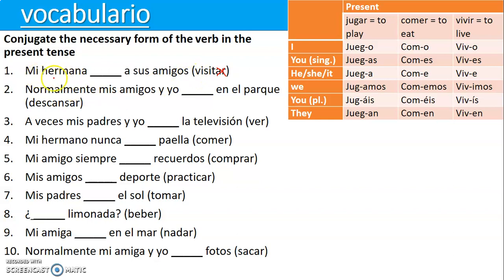So if it's my sister, you need to think about which ending you're going to use. So which row are you going to use? The I, you, he, she, it, we, you plural, or they. Well, if it's my sister, use some common sense. That's going to be she. So you're going to have to use this ending here.